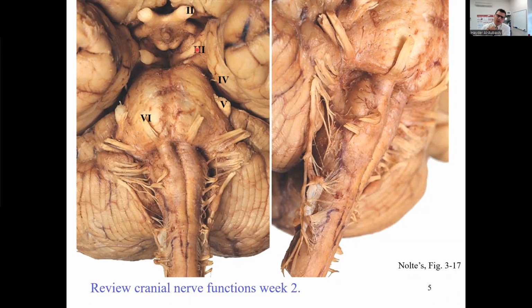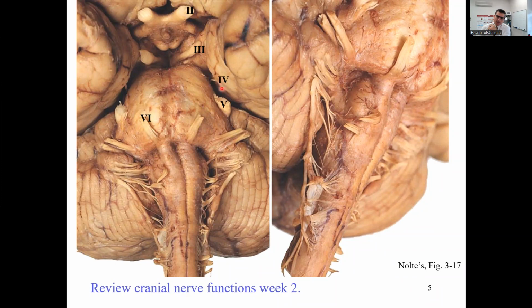Cranial nerve 3, which is this one here, is located at the cerebral peduncle or crus cerebri of the midbrain. So the midbrain level will be here, the pons is here, and the medulla is much more inferior. If you look at the level of the midbrain, you can identify cranial nerve 3, oculomotor, and also cranial nerve 4.